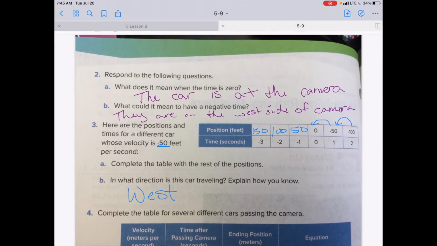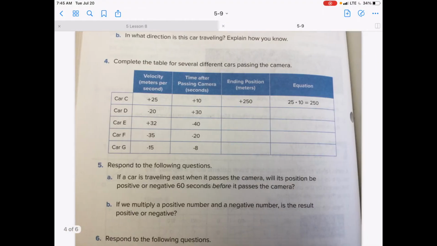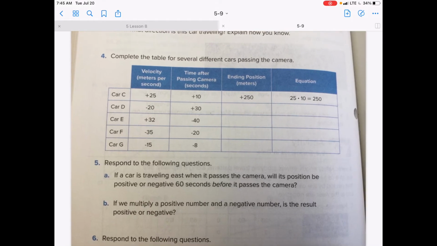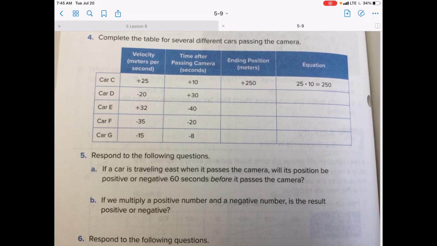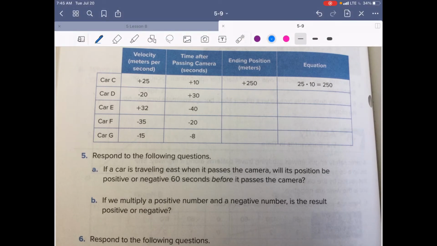All right, let's look at the bottom half of this page. Complete the table for several different cars passing the camera. Let's look at how this is set up. We have car C, which has a velocity of 25 meters per second for 10 seconds. They ended 250 meters, and their equation is 25 times 10 equals 250. So they took this number and multiplied it by this number to get that answer.